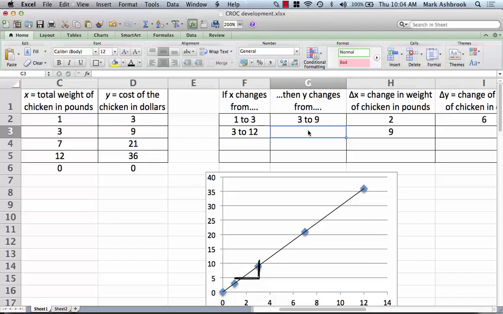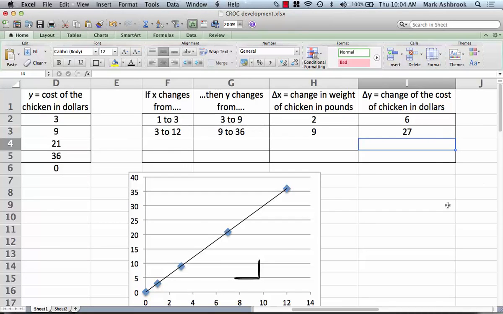And as x changed from 3 to 12, or as our pounds changed from 3 to 12, what does our cost change from? Tell me. From what to what? So x started at 3 and ended at 12. That's the pounds. So our cost will change from 9 to 36. Okay? And what is that change in the cost? 27. It's how much our amount went up from 9 to 36, 27.